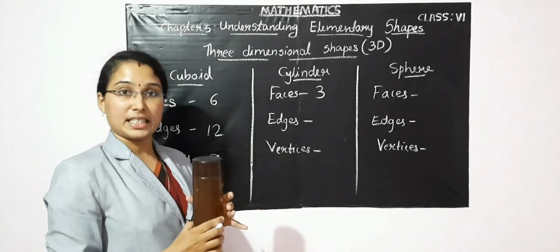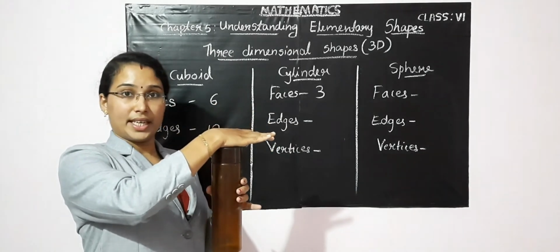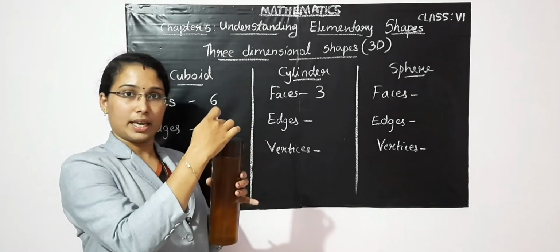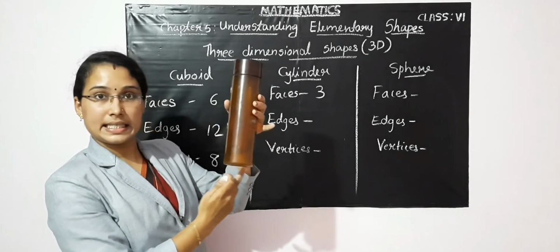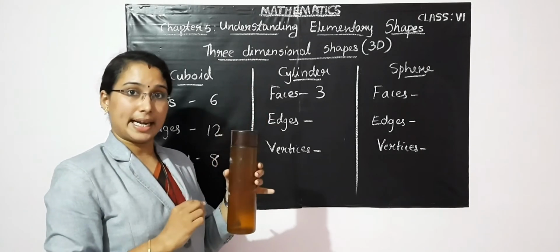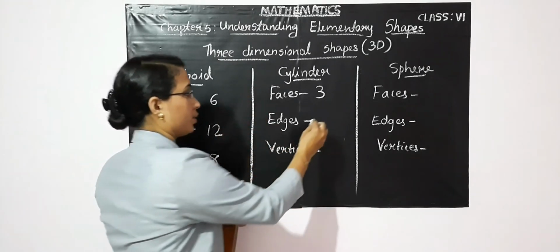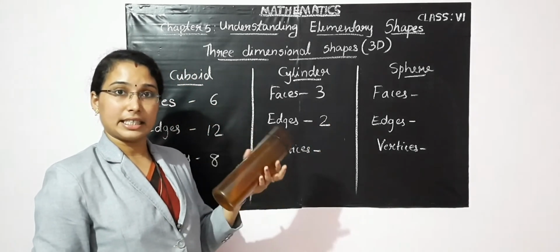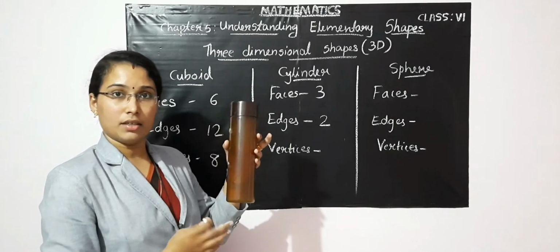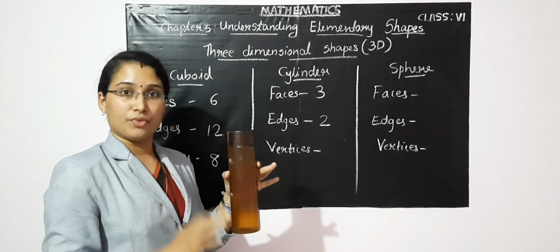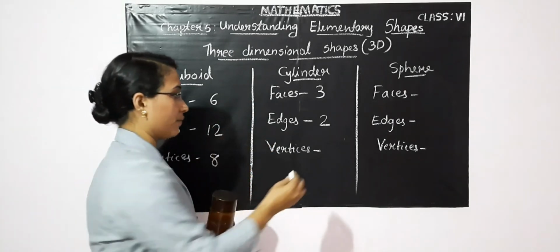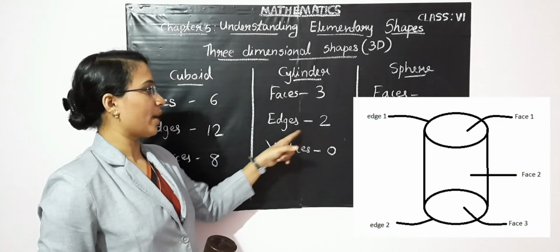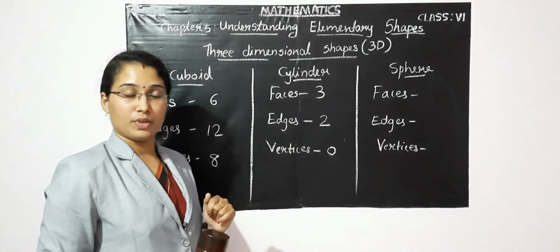Then how many edges are there? Here one face and another face are joined, and we get one edge. One edge and a second edge. So a total of 2 edges are there in this cylinder. Then vertices. Can you see any vertex here? Any corner point? No. There are no vertices in this cylinder. So we can write here 0. So 3 faces, 2 edges and 0 vertices.